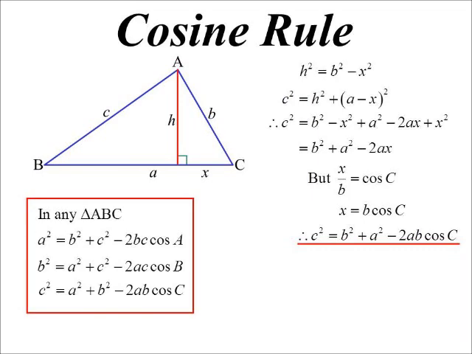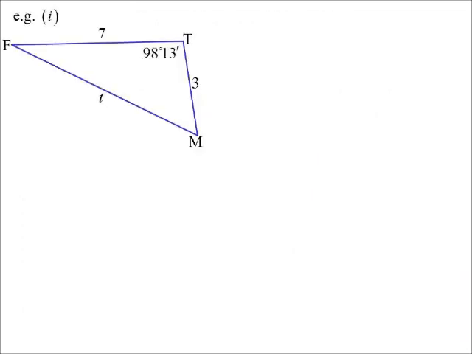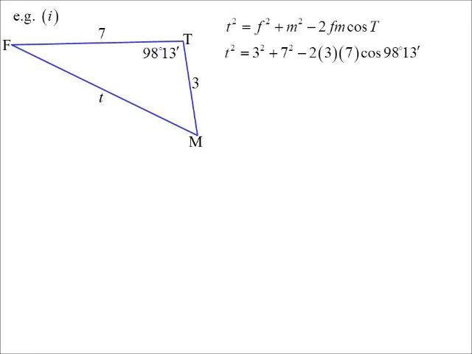So in any triangle, depending which side you want to find, you want the opposite angle to the side you're trying to find. So when it's a squared, it's cosine A, and when it's b squared, it's cosine B, and when it's c squared, it's cosine C. So you want the angle opposite the side. All right, let's do an example. We're going to find t. So for this one, t squared will equal f squared plus m squared minus 2fm cos T. Substitute in.